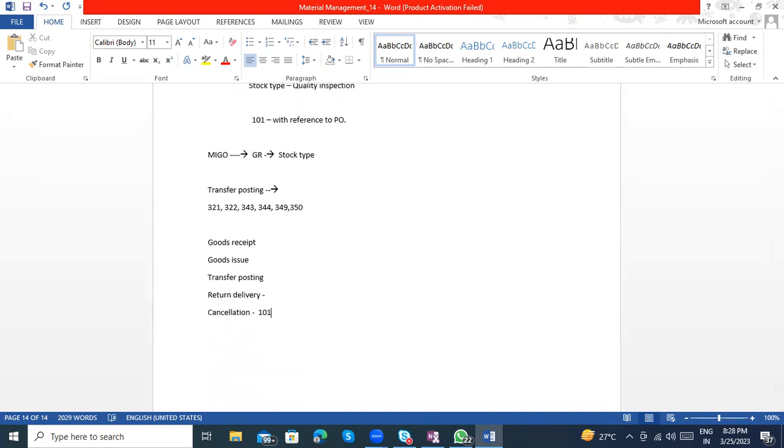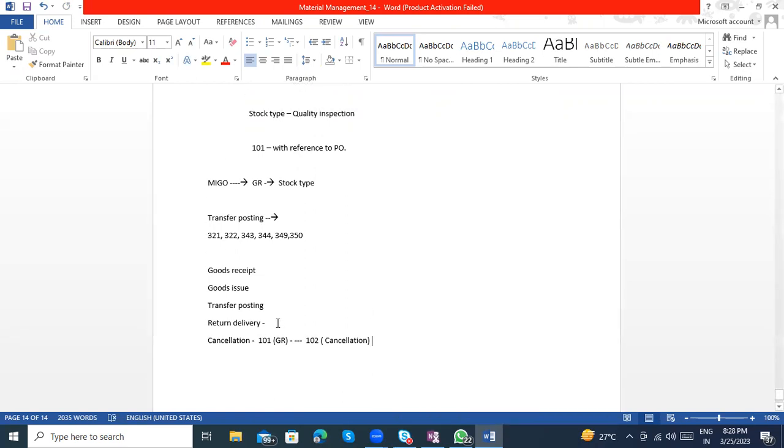Whatever there is a 101, that reversal cancellation is 102. So for every document, we have the cancellation. If I'm doing GR with reference to purchase order, 101, then if I want to cancel the document, I can do that with 102 movement. So basically reversal.